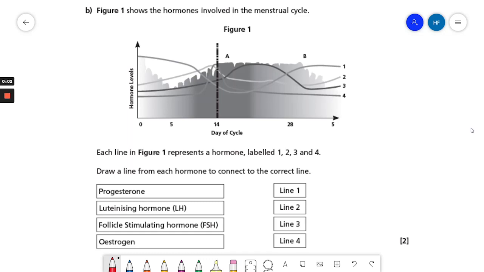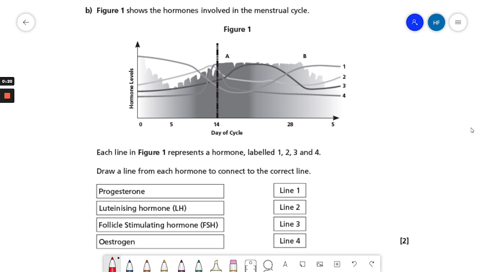Let's have a go at this exam style question. The question says, Figure 1 shows the hormones involved in the menstrual cycle, and then we have a graph showing the hormone levels of different hormones during the cycle. Each line in Figure 1 represents a hormone labelled 1, 2, 3 and 4.